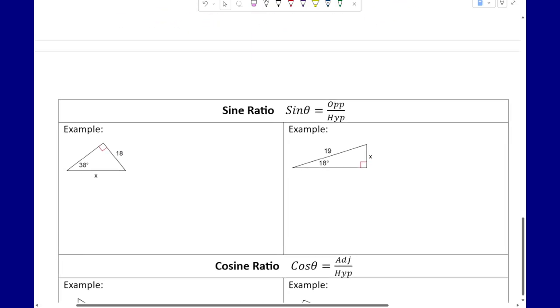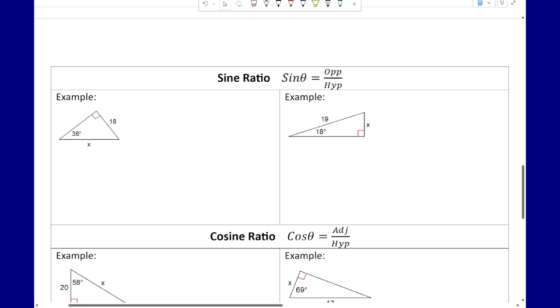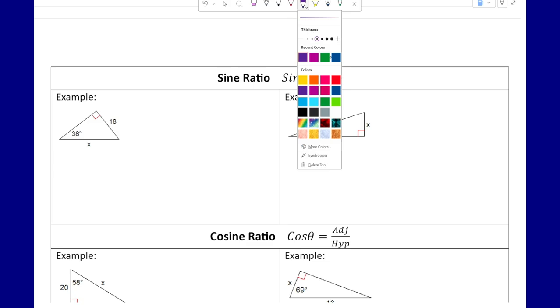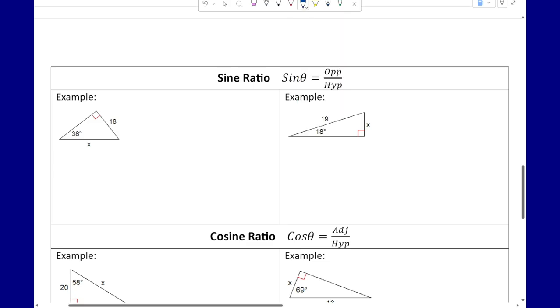So now we're going to look at a couple examples dealing with each ratio. We're going to look at two scenarios in each. The first one we're going to deal with is the sine ratio.